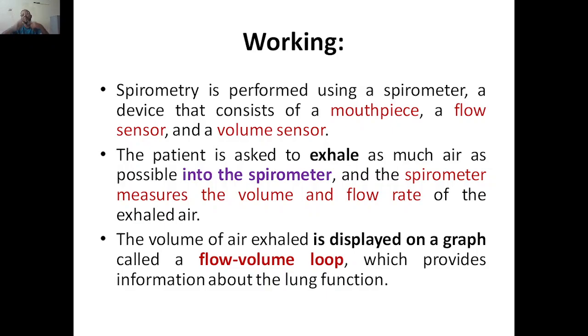Now the volume of air exhaled is displayed on a graph. The graph will be plotted on two things: flow and volume, as a loop. Again, how much flow there is and how fast the air is coming, shown in a loop, which provides the information about the lung function. Okay, understanding?